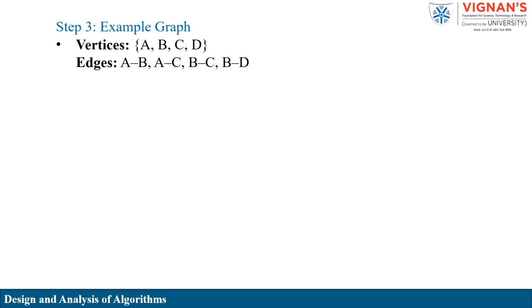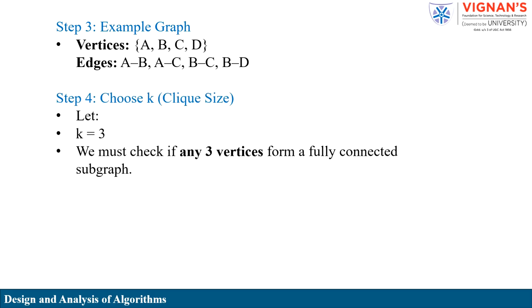Let's walk through a concrete example using the graph on your screen. Step 3 is to identify our example graph. This graph contains 4 vertices, A, B, C, and D. The edges connecting them are A to B, A to C, B to C, and B to D. Step 4 is to choose our target size, K. For this example, let's set K equal to 3. This means we must check if any 3 vertices form a fully connected subgraph.